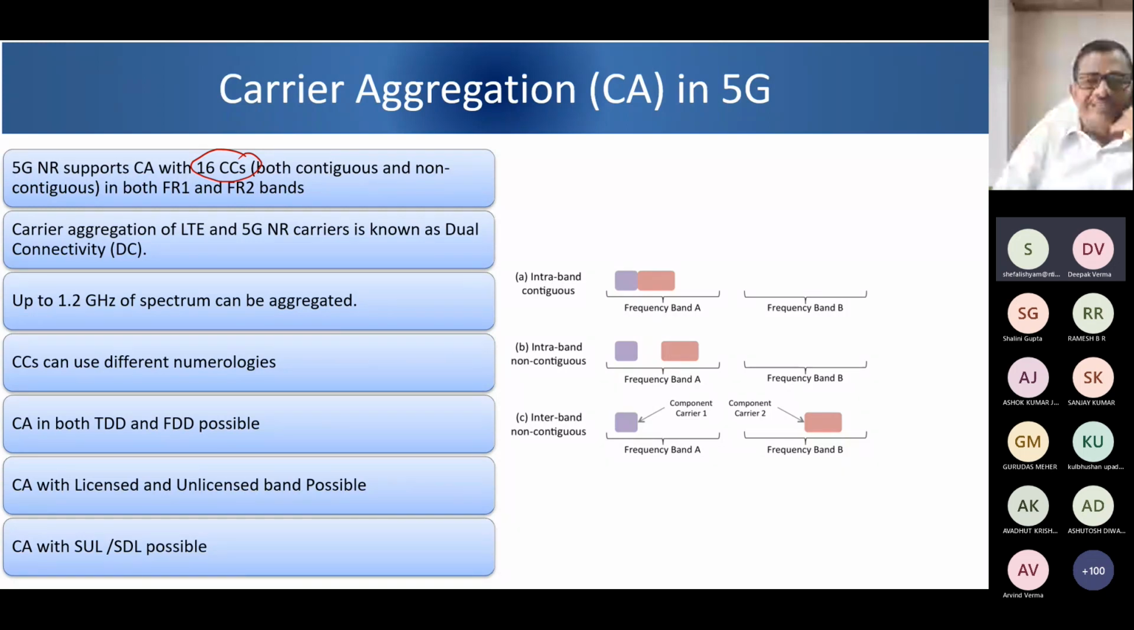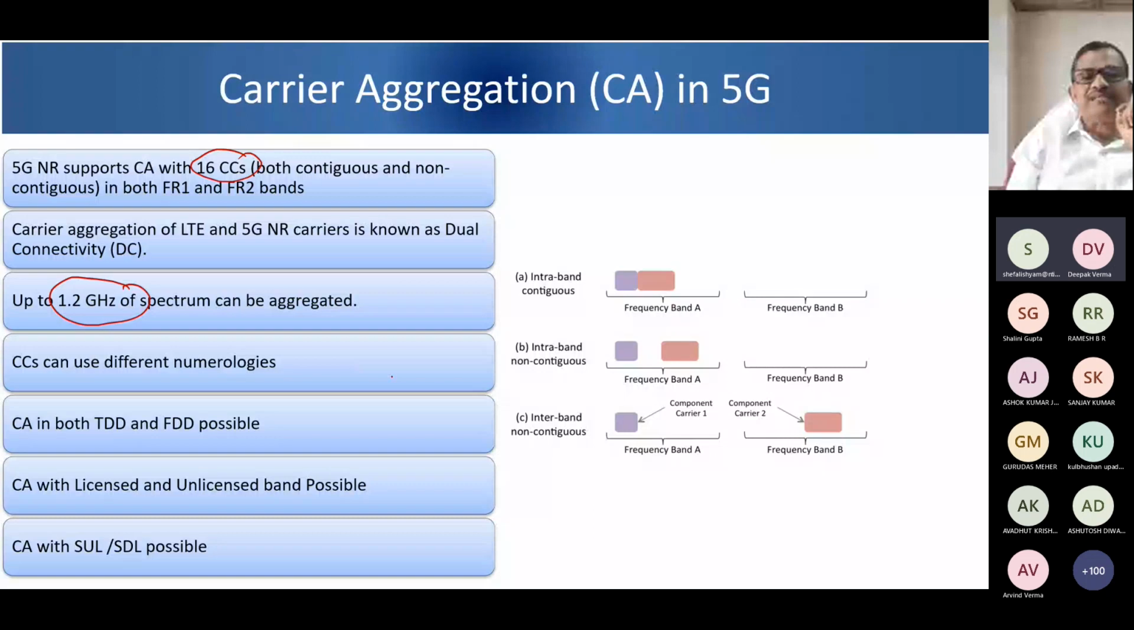Okay, in case of 5G, 16 carrier components can be aggregated. That is a kind of a vision, but those will be achieved slowly. So as of now, they have achieved aggregation of a few carriers, and up to 1.2 gigahertz channel bandwidth they are able to achieve up to release 16, right?